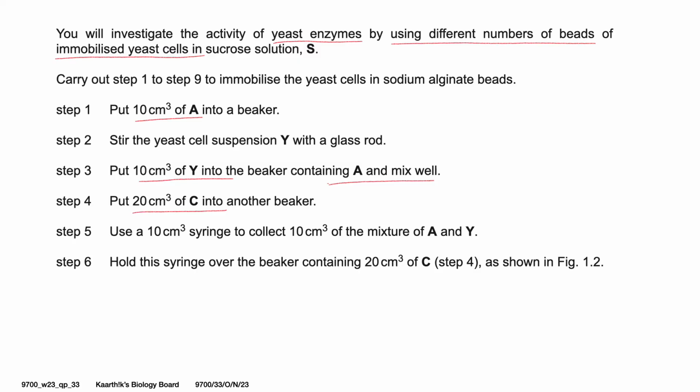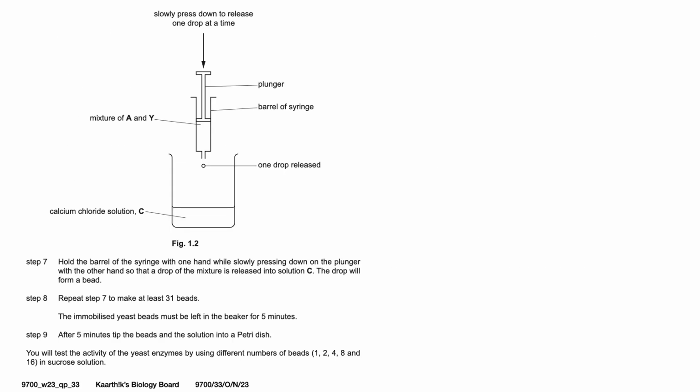The mixture of both sodium alginate and yeast suspension should be taken together in the 10 cm³ syringe. Then we hold the syringe over the beaker containing 20 cm³ of calcium chloride, as shown in figure 1.2. As shown in the image, we hold it with one hand and gently press the plunger so that the yeast suspension and sodium alginate are added drop by drop to the calcium chloride solution, which forms the beads. This should be done repeatedly so that we make at least 31 beads.